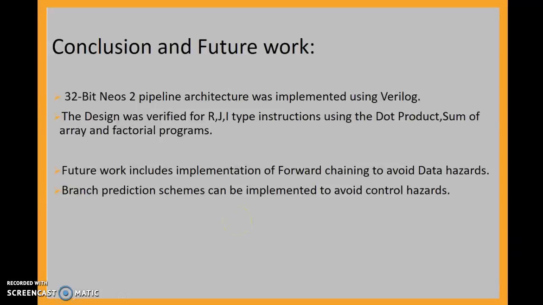In conclusion, we have implemented a Nios II architecture using Verilog, and we have verified R, I, and J type of instructions. We can also include forwarding and branch prediction for controlling hazards.